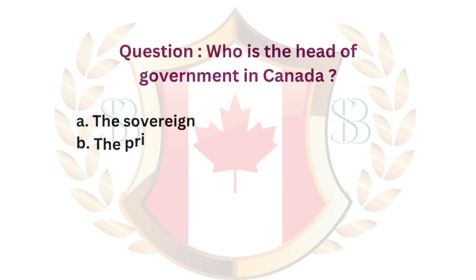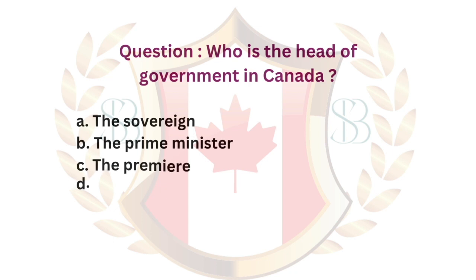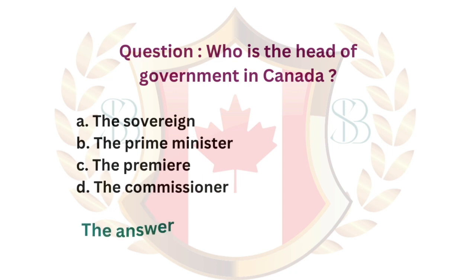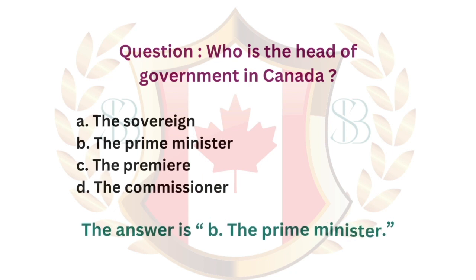Question: Who is the head of government in Canada? A. The Sovereign. B. The Prime Minister. C. The Premier. D. The Commissioner. The answer is B. The Prime Minister.